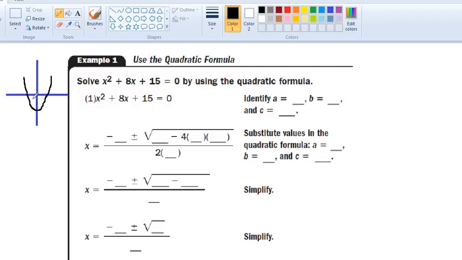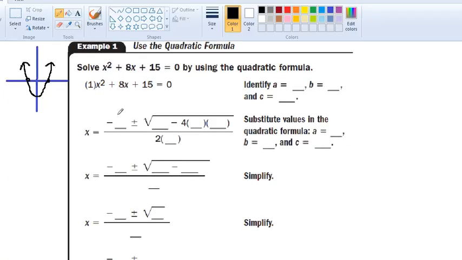And what we're looking for is, where does it cross the x-axis? Those are called the solutions. That's when y equals 0. Where does it cross the x-axis? We think there's probably going to be two solutions here. Okay, so let's start this one.